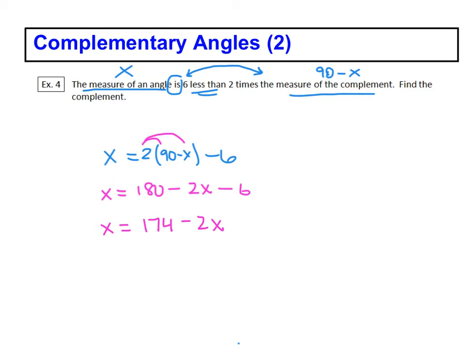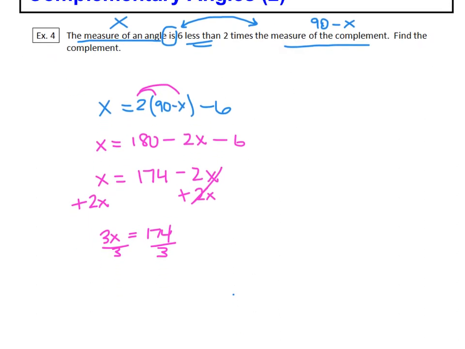Alright, now we can get our x's on the same side, now that everything's all cleaned up. Let's add 2x, so you get the x's over here on the left. Leave the 174 where it is. So we have 3x is equal to 174. Divide both sides by 3, and x equals 58. So we actually just found the measure of the angle. So that's one of the angles is 58 degrees.